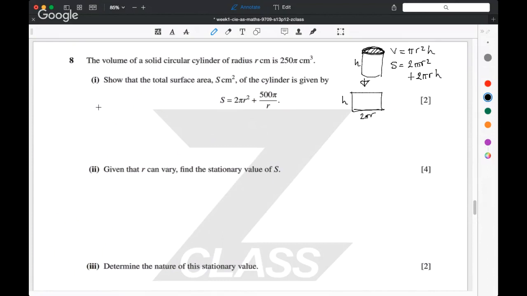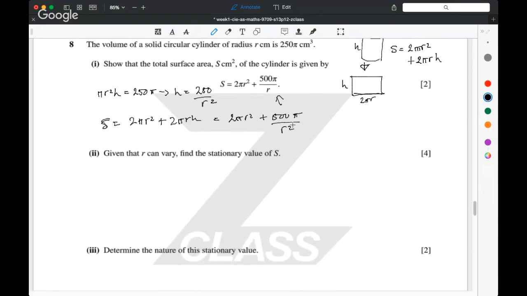So we're told that the volume, pi r squared h, is equal to 250 pi. And I'm going to solve this for h. So h is 250 over r squared. And therefore S is equal to 2 pi r squared plus 2 pi r h, which is 2 pi r squared plus 250 times 2 is 500 pi r over r squared, which is 500 pi over r. And that's what you're required to get.